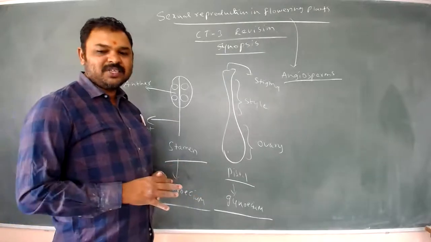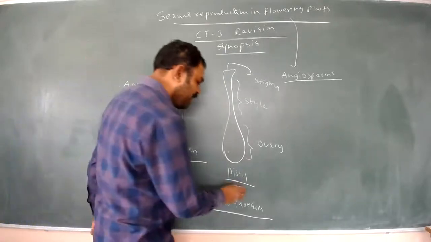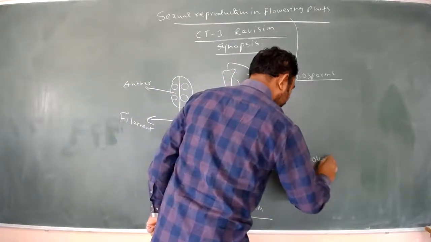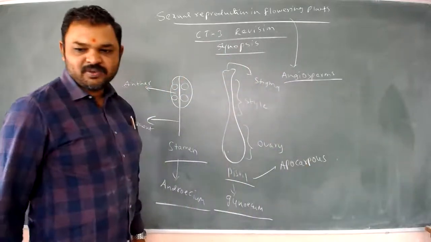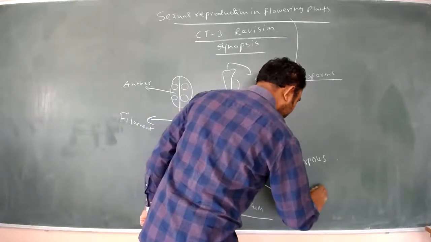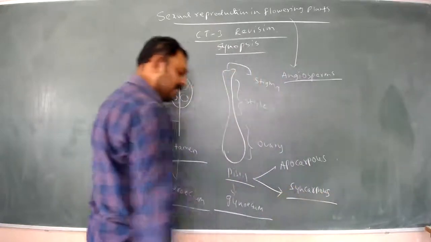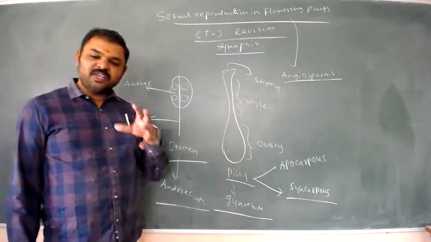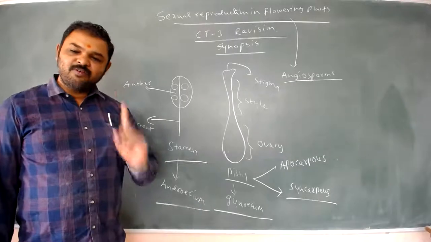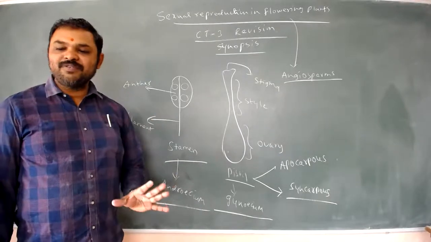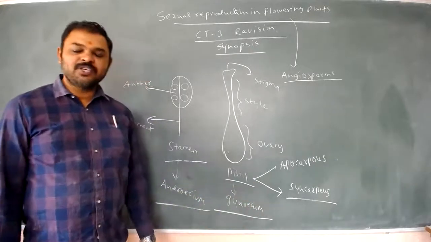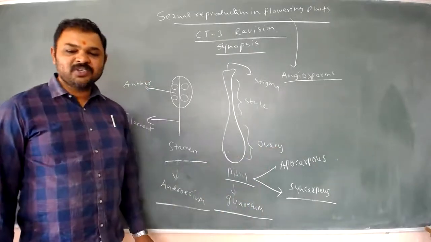So in the gynoecium, if the pistils are free, how will it be called? Apocarpous gynoecium. And if these pistils are fused, how will it be called? Syncarpous gynoecium. Pistil is the unit of the gynoecium. In the gynoecium, pistils may be one or many. If many pistils are fused, that is called syncarpous gynoecium. If pistils are free, apocarpous gynoecium.